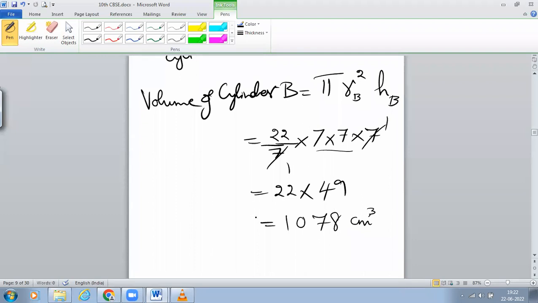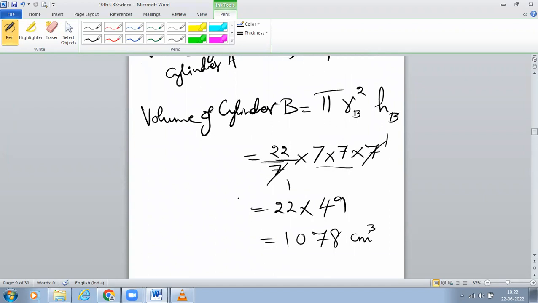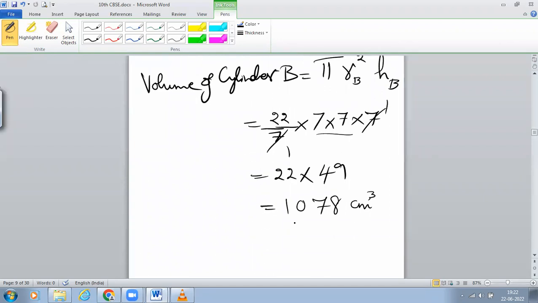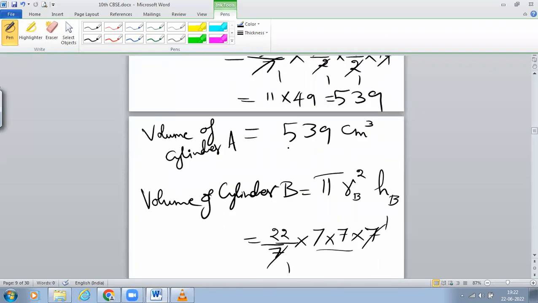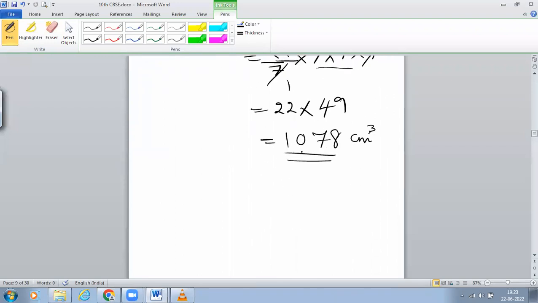Now please check. We can compare now. Which has more volume, cylinder B or cylinder A? Cylinder B, sir. Okay, that is what they are asking here. In the question they ask which has more volume, A or B. Therefore, finally you have to write that the volume of cylinder B is 1078 and the volume of cylinder A is 539.